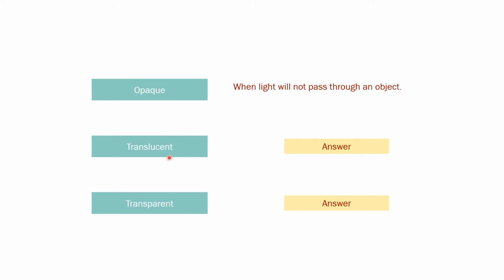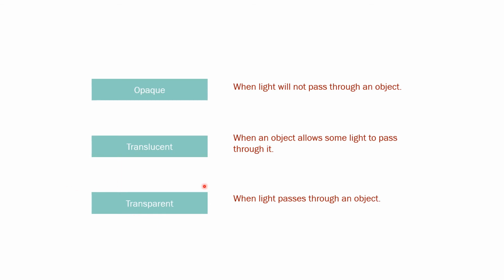Translucent. What do you mean by a translucent object? When an object allows some light to pass through it. For example, wax paper. A wax paper will allow some light to pass through it. Transparent. Transparent means that when light passes through an object, you can see the object clearly.